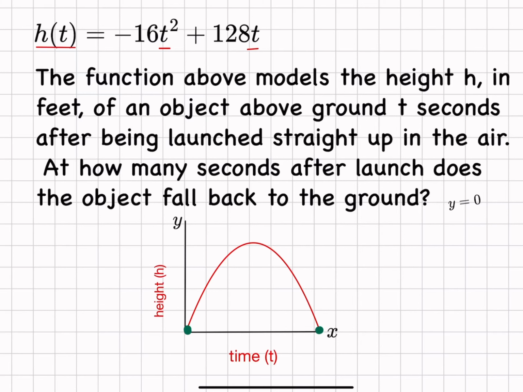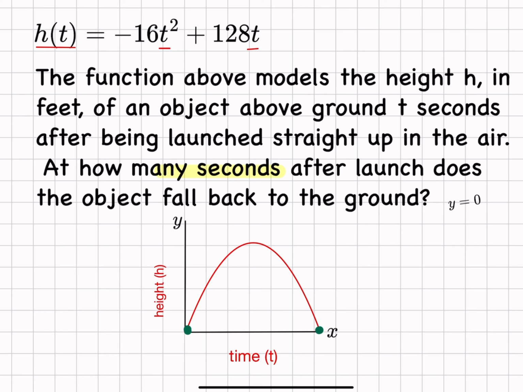This is problem 25 on your midterm review, and it looks a little different than the other ones that we did, but I promise it's actually easier. So the question states, the function above models the height h in feet of an object above ground t seconds after being launched straight up in the air. At how many seconds after launch does an object fall back down to the ground? We're looking for our answer in seconds.